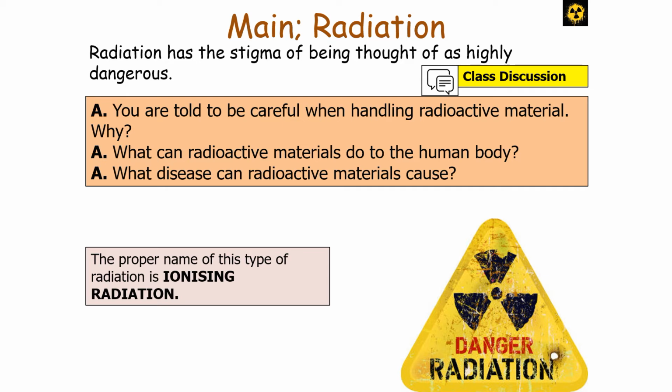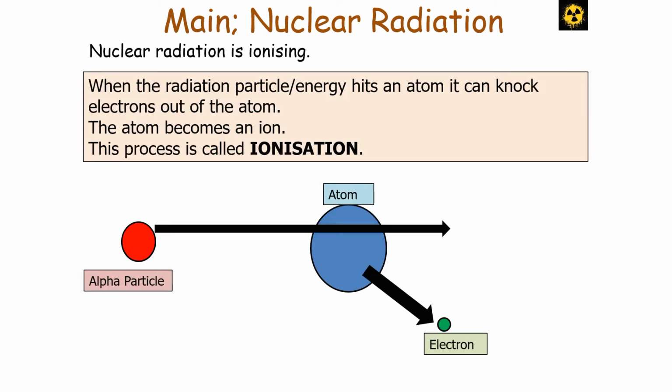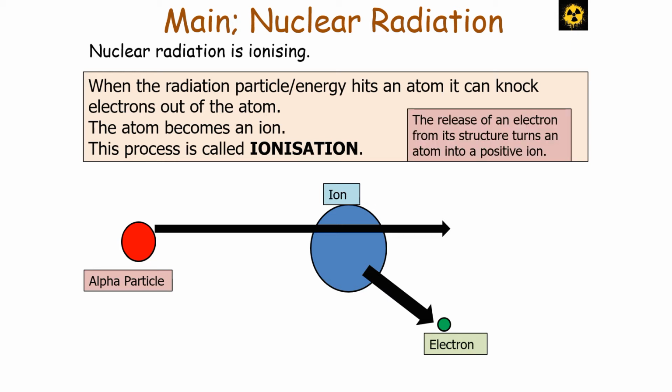Well, the proper name for this type of radiation is ionizing radiation. So when the radiation particle or energy hits an atom, it can knock an electron out of the atom. So the atom becomes an ion. Now this process is called ionization. So the release of an electron from its structure turns an atom into a positive ion.